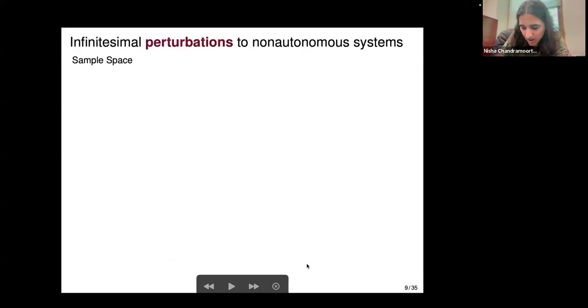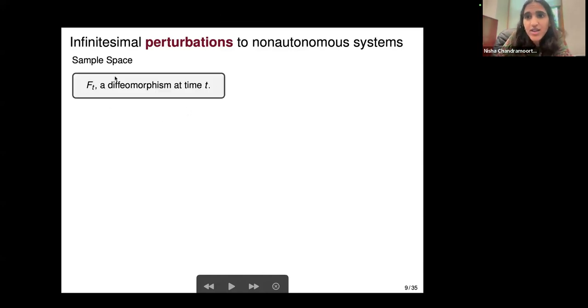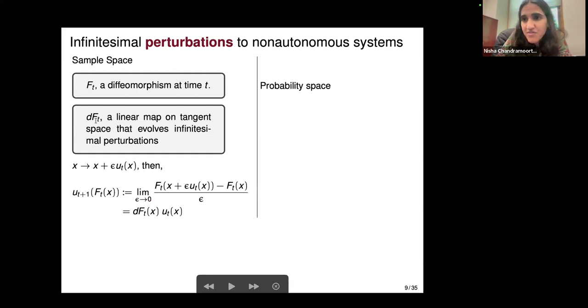Just as a very brief primer on how we are going to study this generating process. Remember that the ultimate goal is to study how errors in the regression evolve along this generating process. And so we care about how perturbations of non-autonomous systems affect the probability density of the samples generated by the system. So on sample space, this is our notation, Ft, which is some diffeomorphism at time t. And then we're going to consider DFT. So this is just the basic idea behind linear perturbation analysis of dynamical systems, that we consider how perturbations or vector fields evolve along linearizations of the dynamics.